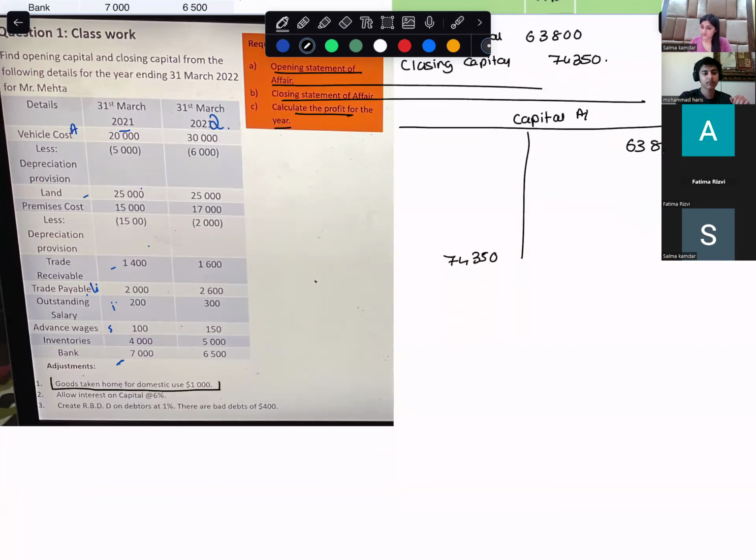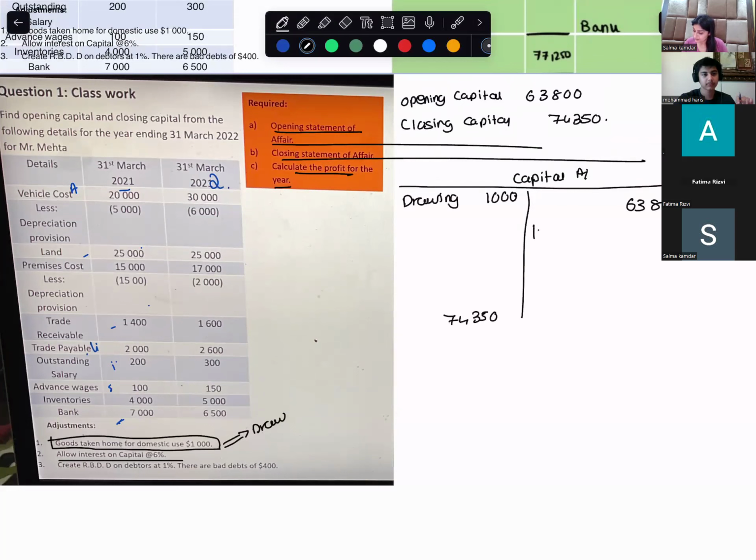Now let's take some adjustments that are given to us. Goods taken home for domestic use, 1,000. So you have goods for own use, 1,000. Where will this go? Drawings, on the debit side. This is nothing but your drawings, 1,000. Now over here, interest on capital is 6%. Interest on capital will come on the credit side. How much percent? 6%. So how much does it come up to?